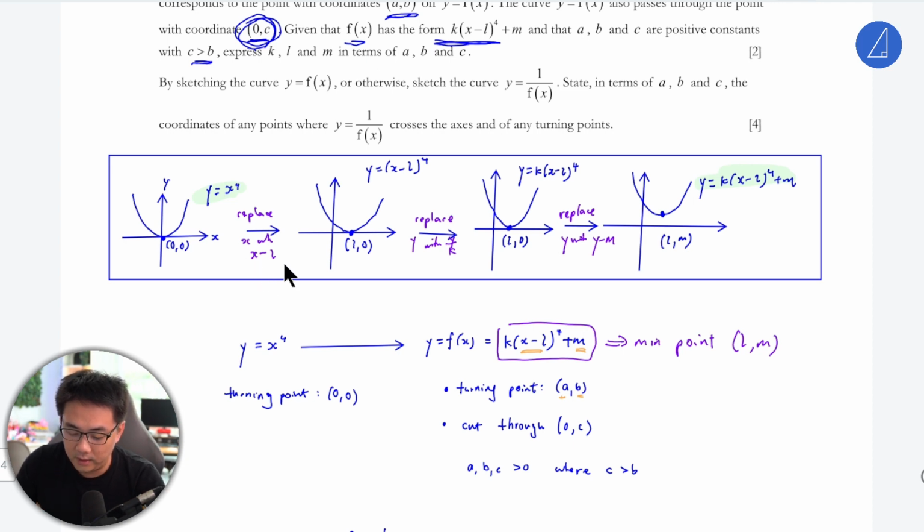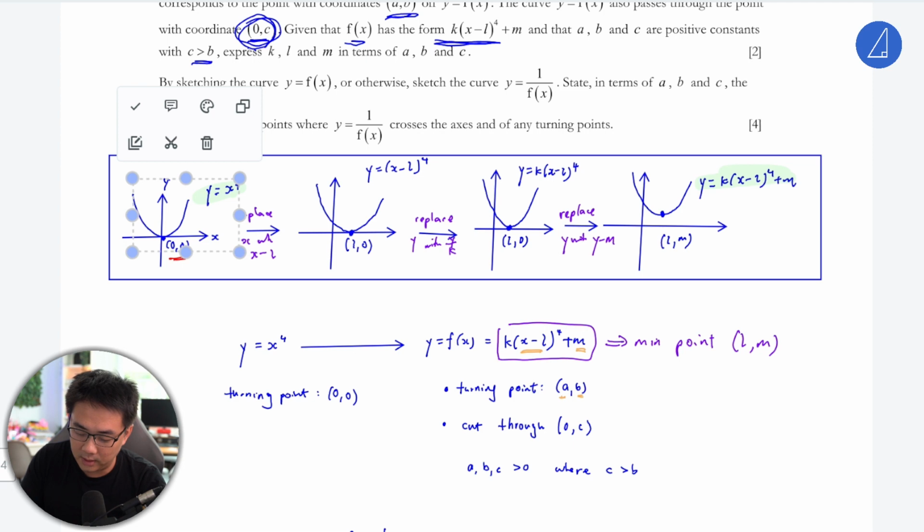Replace x with x minus L, meaning translate L units in the positive x direction. Then after that, scale by k units parallel to the y direction. Then after which, of course, translate by m units in the positive y direction. This is it. So essentially, if this is a turning point, it will correspond to the turning point over here also.